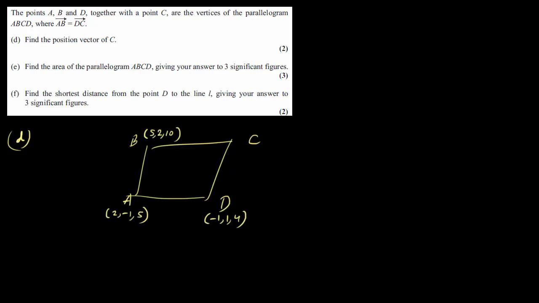Question D says that we have to find C given that A, B, D and C make a parallelogram. So let's see what it can look like. If you have a parallelogram like this, the name of the parallelogram is ABCD. So if this is A, this is B, this is C, this is D. So we know the coordinates from the previous sum because the position vectors were given. Now we know that ABCD is a parallelogram, we have to find the coordinates of C.